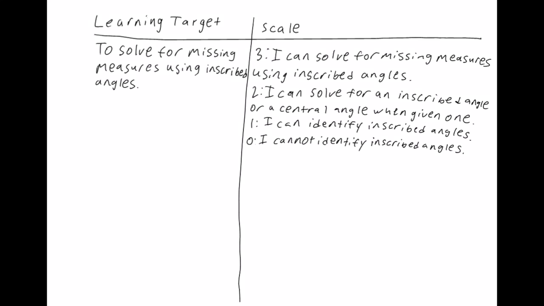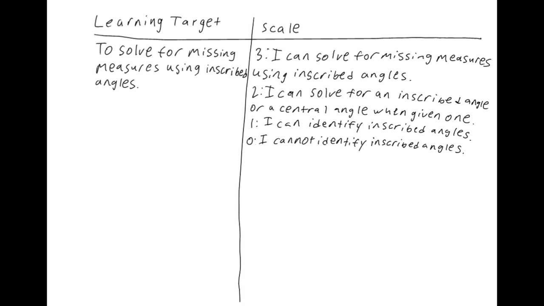That's great. The learning target for today is to solve for missing measures using inscribed angles. For 3, the scale is you can solve for missing measures using inscribed angles. 2, you can solve for an inscribed angle or a central angle when given 1. So you can solve for an inscribed angle if you're given the central angle, or vice versa. 1, you can identify inscribed angles, and 0, you cannot identify inscribed angles.